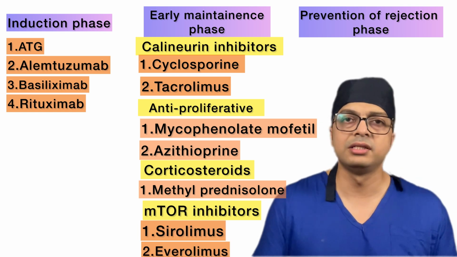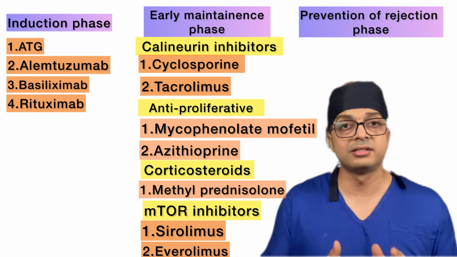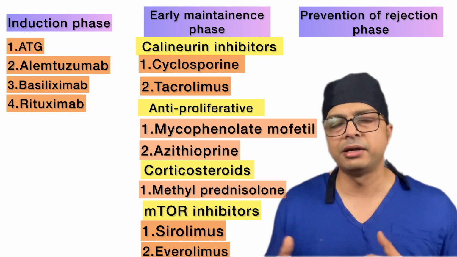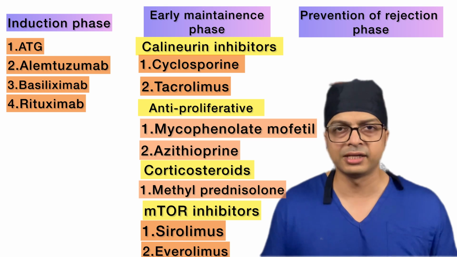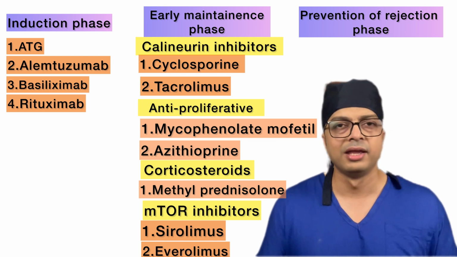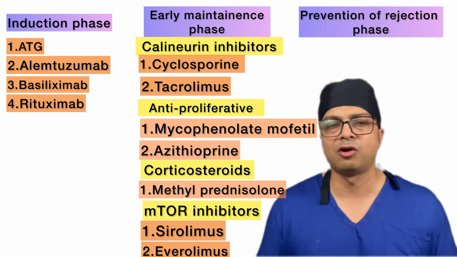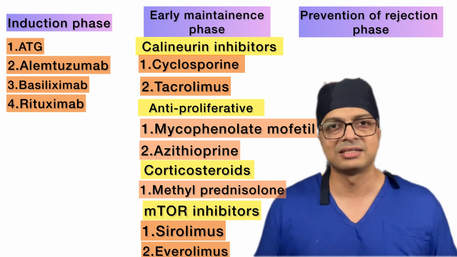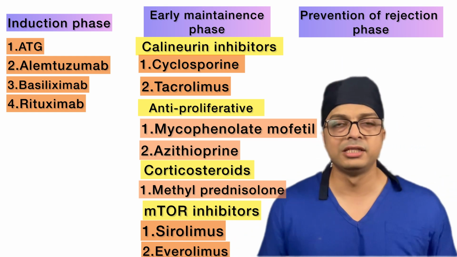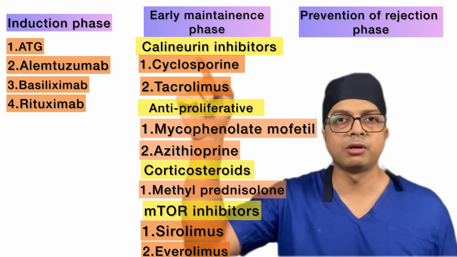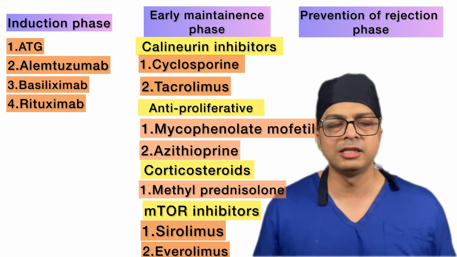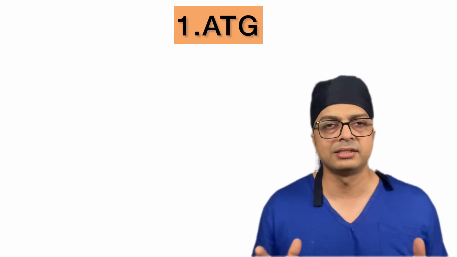Friends, the drugs used in this early maintenance phase are generally continued in the late maintenance phase to prevent rejection of the transplanted organ and to decrease the side effects of these immunotherapeutic agents. Friends, among this list of drugs, let's take the number one drug which is written over here and see what are the side effects or anesthetic concerns.